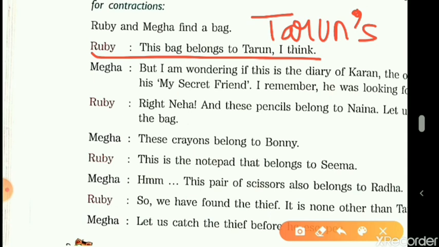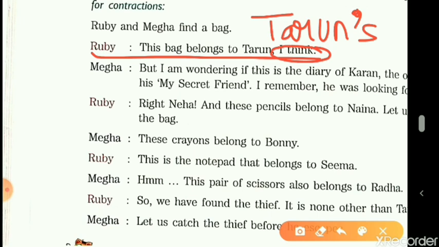We will rewrite this sentence using apostrophe, and when we'll be using apostrophe in this, we need to change the sentence. So we'll be starting our sentence with I think, comma, this is Tarun's bag. So we have written the sentence again without changing the meaning but using the sign of apostrophe.